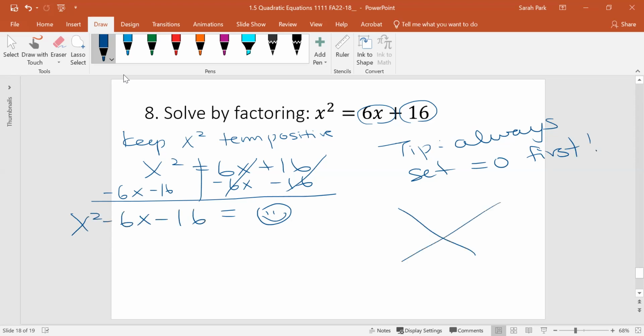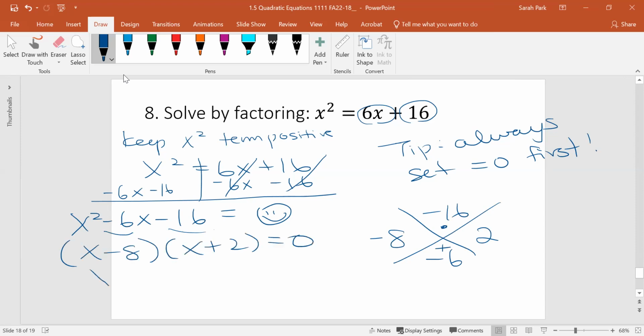Now we can do that cross method and see what multiplies to negative 16 but adds to the middle term, negative 6. It looks like 8 and 2 multiply to 16, but we want that to end up being negative 6. We have negative 8 plus 2 gives us negative 6. So those are our factors: x minus 8 and x plus 2 equals 0. Set both of these equal to 0. We have x equals 8 and x is negative 2. So our factors are our x-intercepts, or the x values are 8 and negative 2.